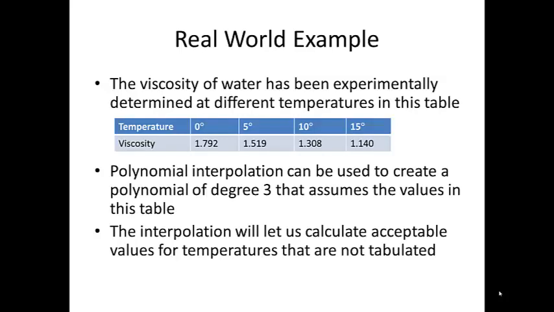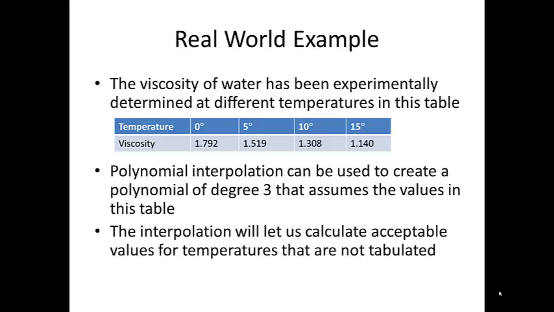We can begin with a real-world example, and here we're going to look at the viscosity of water. So you can imagine we've done an experiment and we've measured the viscosity at different temperatures and put them in this table. So at 0 degrees it's 1.792, at 5 it's 1.519, at 10 1.308, and at 15 1.140. What we can do is polynomial interpolation to create a polynomial of degree 3 that assumes the values in this table.